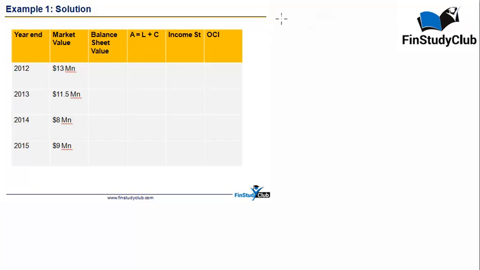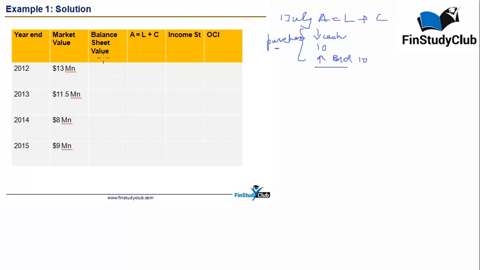If on 1st of July my A is equal to L plus C, my cash would have gone down by 10 and my building would have gone up by 10. So this is like the mother transaction for the purchase. On 31st of December 2012, the value is 13 million, which means an asset of 10 has become 13.